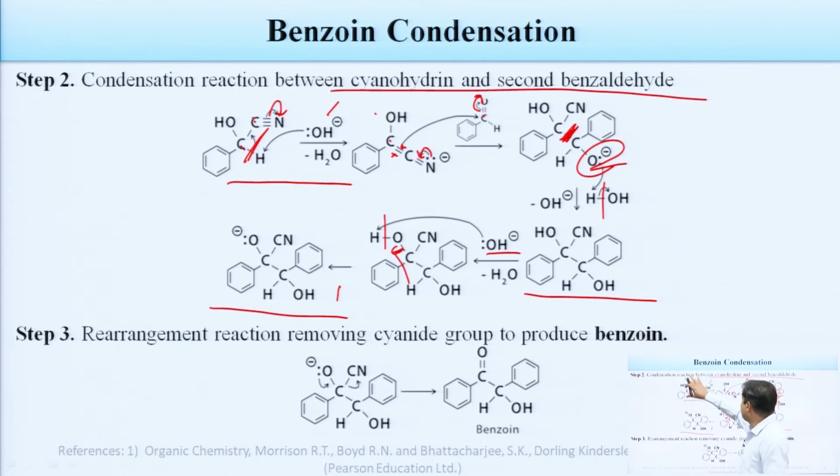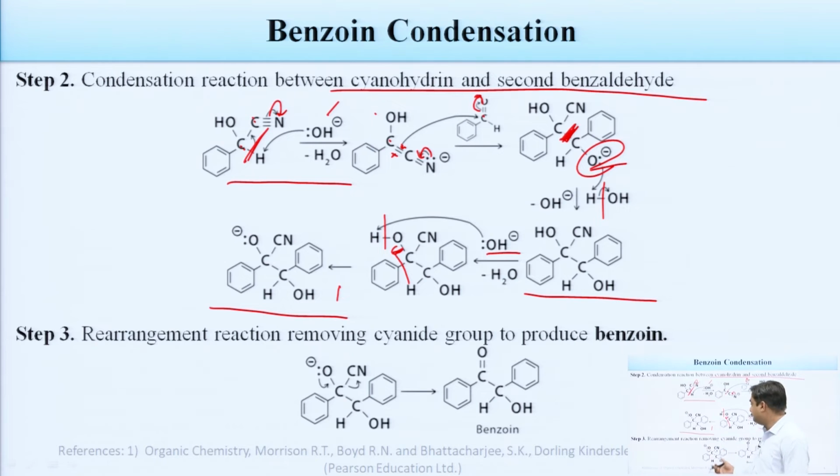So, this is the cyanohydrin and this is the second benzaldehyde molecule. Both molecules are now being added by means of a condensation reaction in the presence of base. Now, coming to the third step, that is the rearrangement reaction, in which removal of the cyanide group occurs to produce the benzoin. So, now we are getting a molecule in the second step, which is the condensed product of the cyanohydrin and the benzaldehyde.